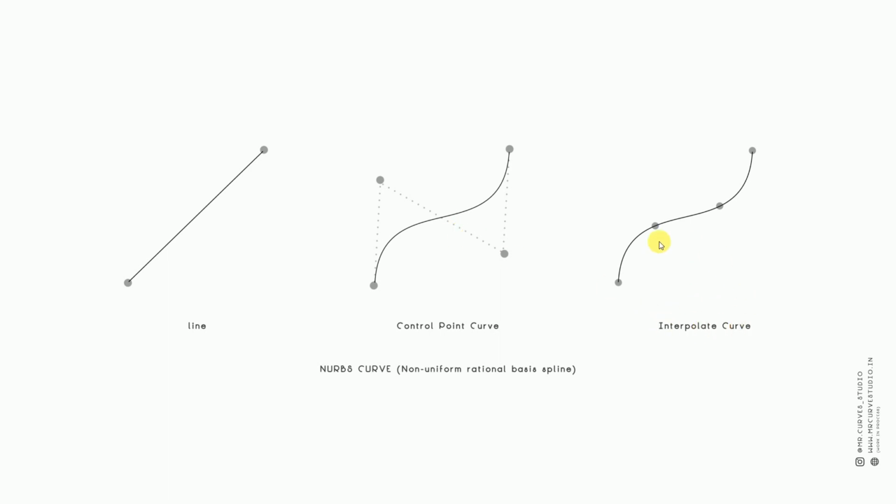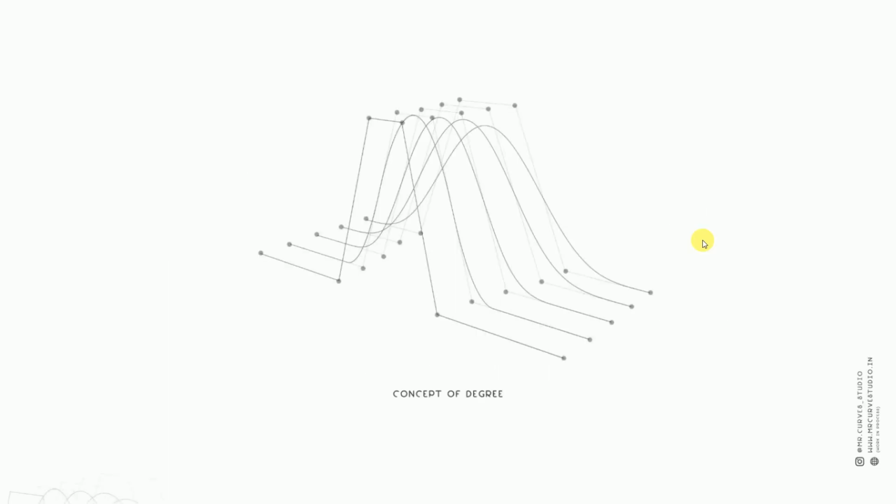An interpolate curve is a curve where the points will be on the curve. In Rhino we can create a control point curve and also an interpolate curve, so it depends on you how you want to create a curve, edit it and create a complete output. So what's degree? Let's start with an exercise in Rhino.